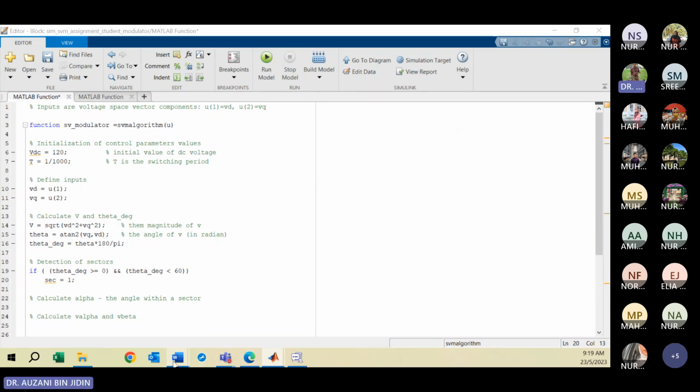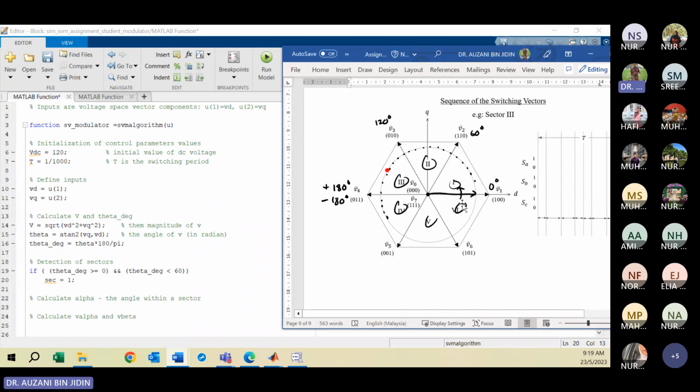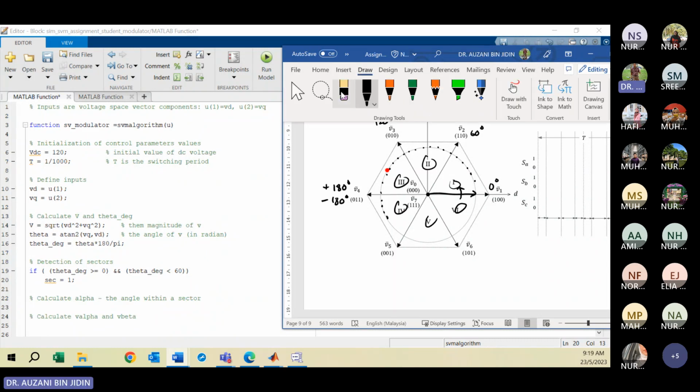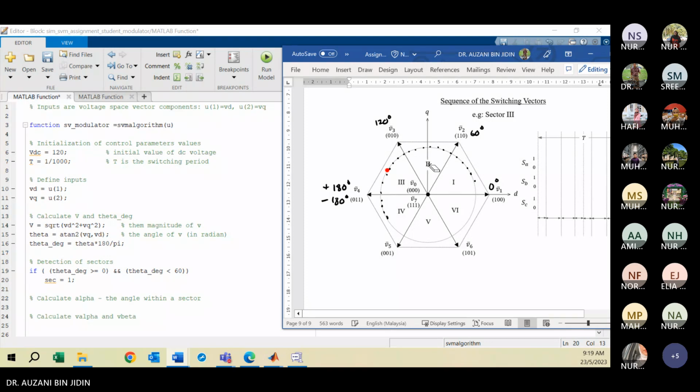Okay, refer to this diagram. If your theta degree, meaning your reference now, yes, I erase it. If your reference is somewhere here, your theta is larger than or equal to 0 and theta less than 60 degrees. So this is 60, here 0. Then the sector will be sector number 1.